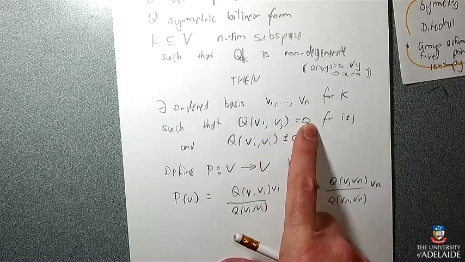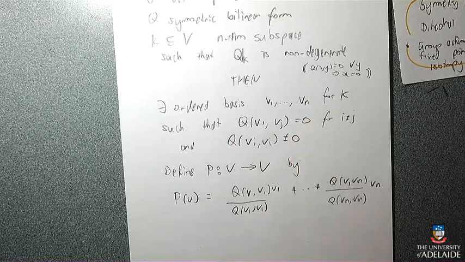Okay, so we have an ordered basis, and each of them has its Q equal to 0 when they're not equal, and so that would mean that they're orthogonal, in inverted commas, in some sense, and none of them is sort of length 0. I would expect it.